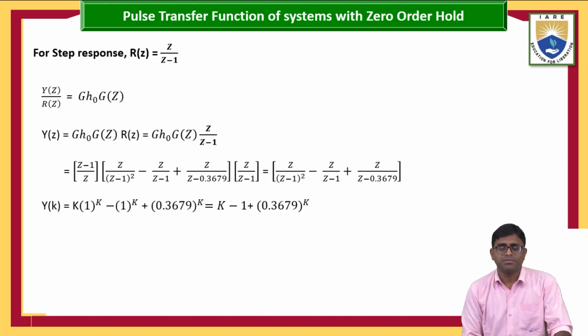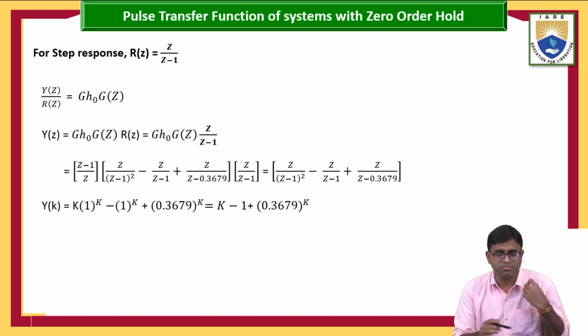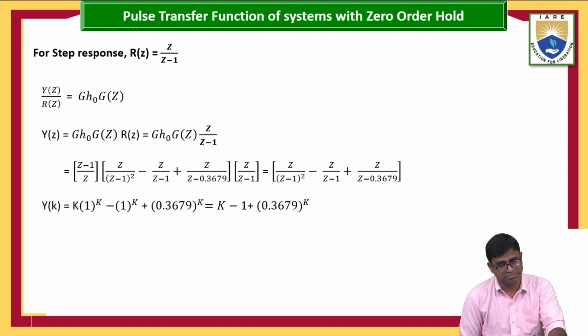By giving these test signals as input, we analyze the behavior of the system. When we apply these test signals, the system behavior changes, so we get the exact values of the response. That's why I am taking the input in this problem as a step function. For every step function, it is z by z minus 1.